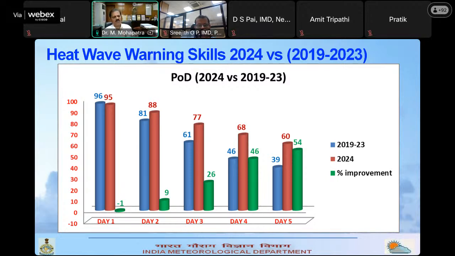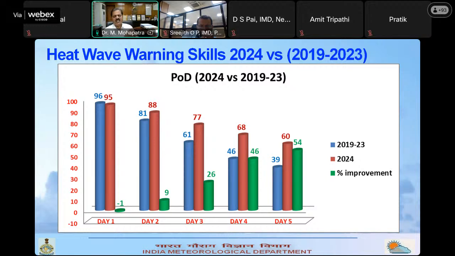Day 1 forecast, our forecast IMD goes by around 1:30 or so, and the heat wave occurs around 3 p.m., by 2:30 or 3 p.m. Therefore, you don't have much lead period for day 1, and therefore I will not stress so much upon day 1 forecast. So day 2 forecast is 88% this year compared to 81% of the last 5 years average probability of detection. For day 3, it is 77%, and the previous 5 years average is 61%. Day 4 is 68% compared to 46% earlier, and day 5 is 60% this year compared to 39% earlier.